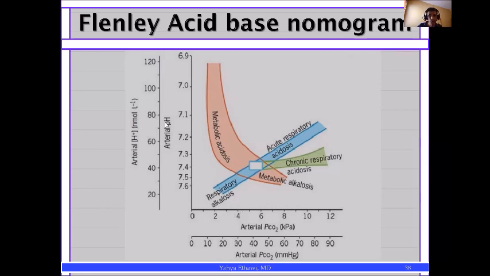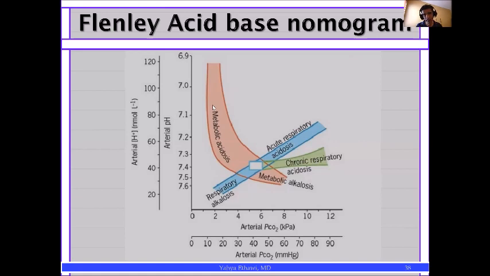So if you draw a line between, let's say your pH is 7.3 and your arterial CO2, whether it's in kilopascals or millimeters of mercury, let's say your PCO2 is 80 and your pH 7.3, so you are here. Okay, so when the point lands, it will tell you whether it's a metabolic acidosis, a metabolic alkalosis, or a chronic respiratory acidosis. This will help you to diagnose. When it's not matching any of these, it's a mixed disorder.